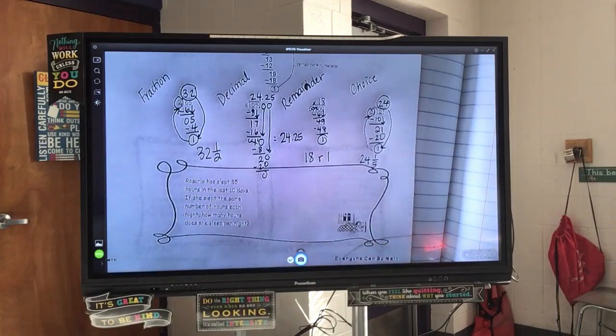The last thing that we are doing together today is this problem down here. The reason we're gonna do this problem together is because we have to figure out what would be the best way to write our answer for this question. Would it be as a fraction? Would it be as a decimal? Would it be as a remainder?